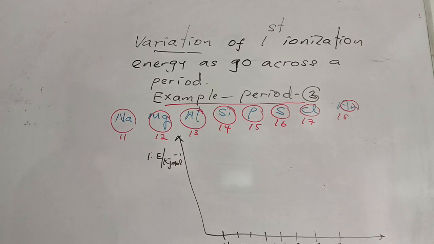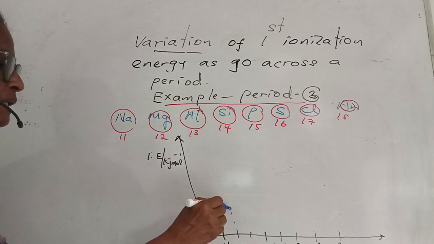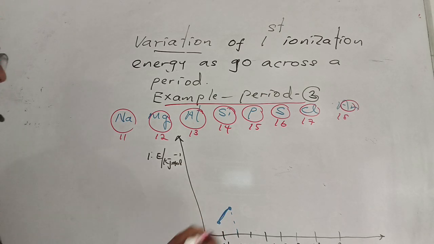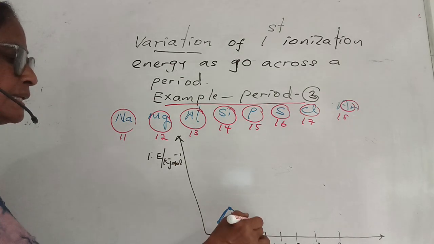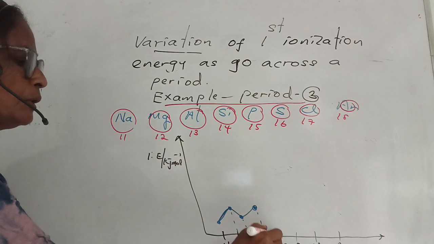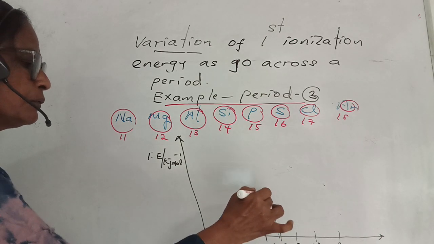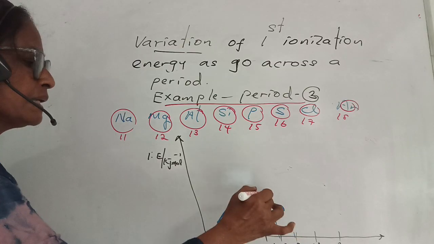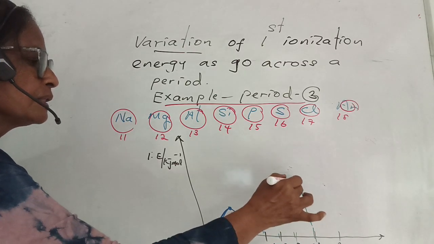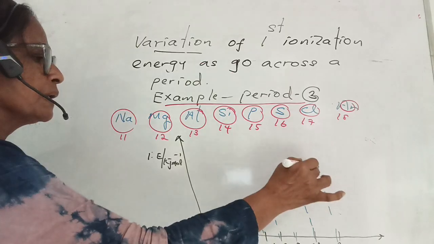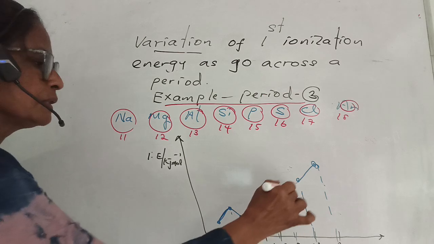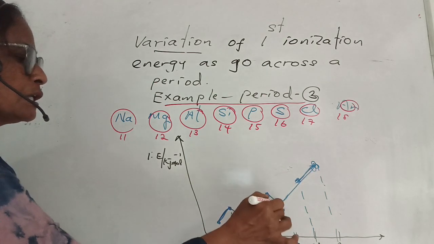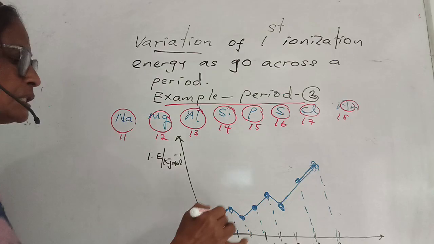Sodium has a value, and magnesium has a bit higher value because the nuclear charge is higher. But there is a reason for aluminium to become slightly less. Silicon again has a higher value, phosphorus also higher, and sulfur again slightly less. Chlorine has a higher value and argon the highest value. So the variation of the first ionization energy across the period has two discontinuities.